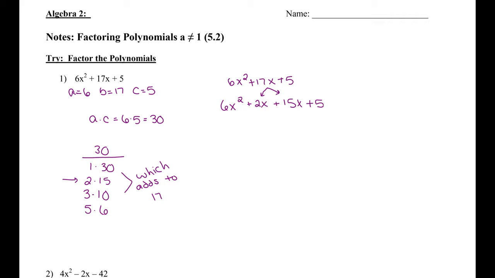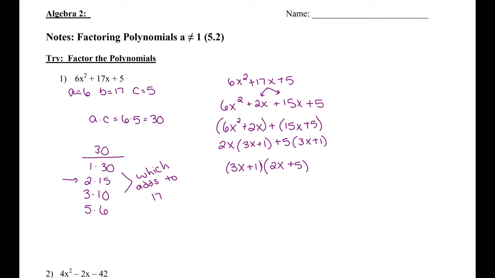Next, I'm going to group the first two together and the last two together, and I'm putting an addition symbol in between them. And I'm going to pull out the greatest common factor. In the first binomial, I can pull out a 2x, leaving me with 3x plus 1. And in the second binomial, I can pull out a positive 5, leaving me with 3x plus 1 again. So we know we did it correctly. So my final answer would be that repeated binomial, and then all of my leftover terms, so the 2x plus 5. And if I wanted to check, I could FOIL them together to get back to my original answer. Please try and do example 2 on your own.